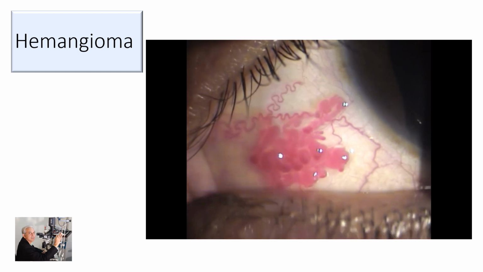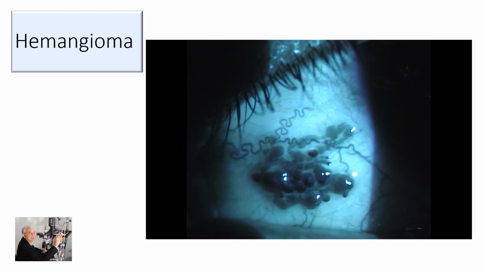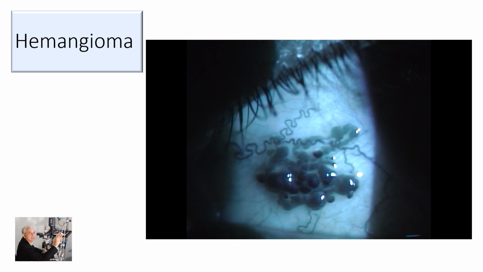And if you put on a red-free filter, you can actually see blood flowing in the capillaries. This is an elevated lesion, and you can see it's giving a lobulated appearance. The good thing is we were able to blanch it with argon laser, and it responded pretty well. And this is what you see with a red-free filter.